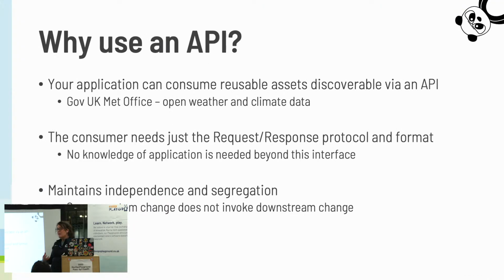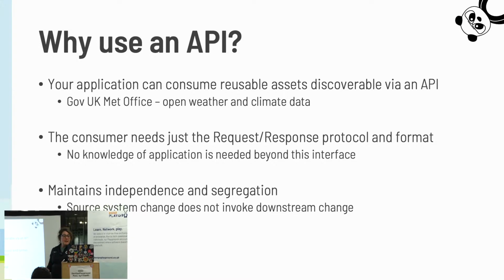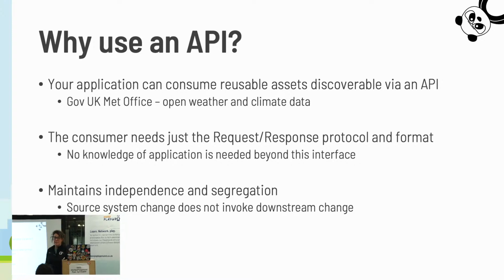So why do we use an API? The great thing about them is that your application can consume reusable assets. You can take the work that other people have written if they make it discoverable via an API. The perfect example being the UK Met Office, as Brits are obsessed by the weather. You can hook it up to your website and open access to weather and climate data.